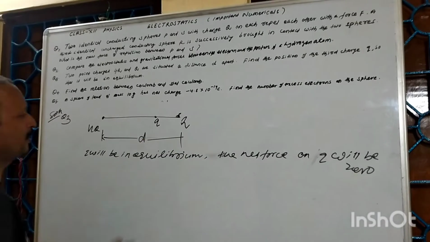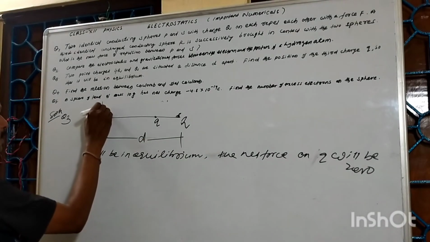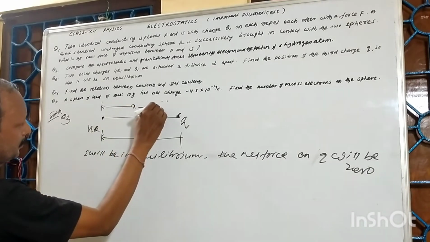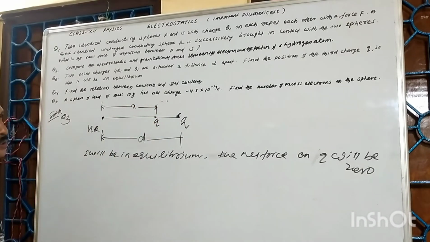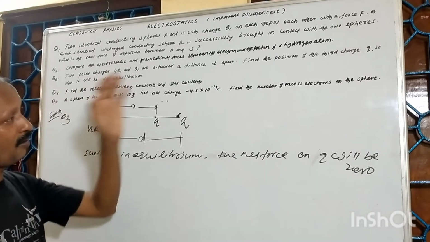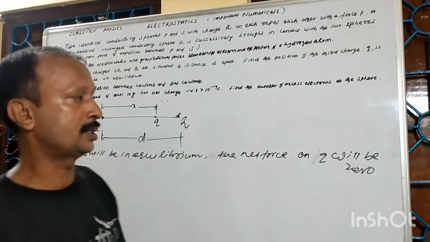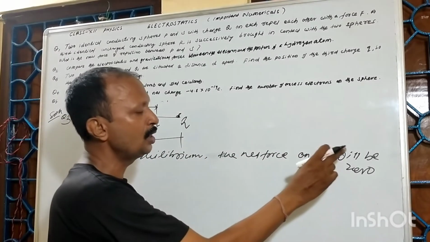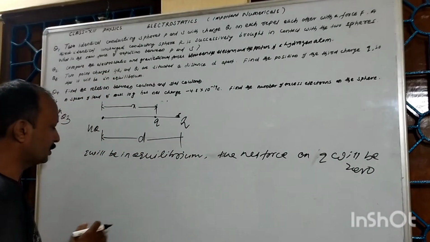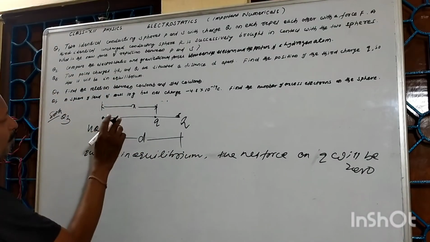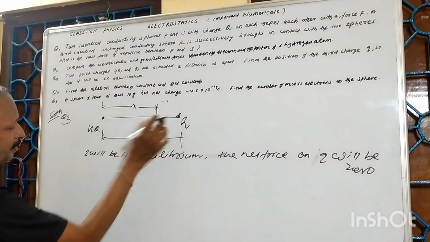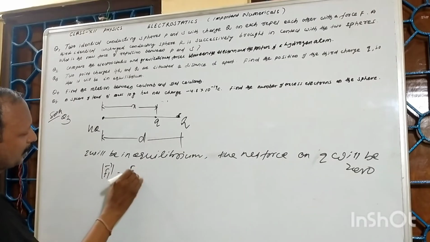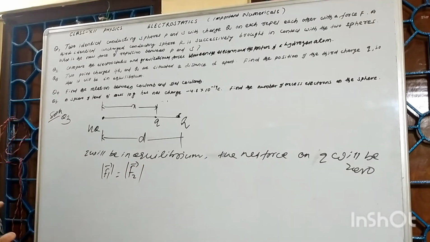Now the distance is given as d. Suppose the distance from here to here is x. Now we have to find the position of the third charge. Now I have mentioned that the force on q will be balanced. That means if this force is F1 and this force is F2, then F1 will be equal to F2, no doubt at all.